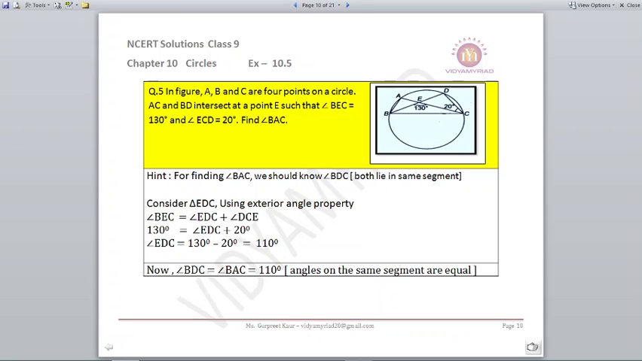So if you look at the triangle EDC, just focus there, you can see that there is one exterior angle formed, that is 130 degrees, it is given to you, and you have 20 degrees on ECD. You can find out EDC very well using the exterior angle property, which says that 130 degrees is equal to 20 degrees plus angle EDC. EDC comes out to be 110 degrees. If BDC comes out to be 110 degrees, your BAC also will be 110, because that is the angle formed on the same segment, and that will be equal.